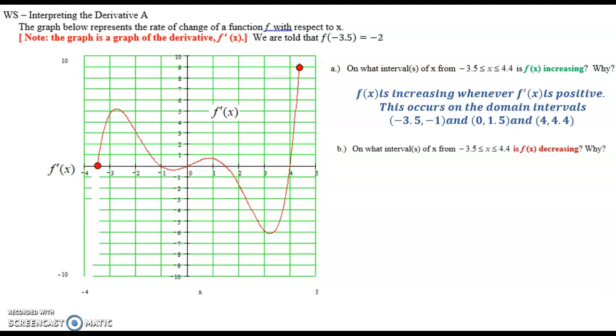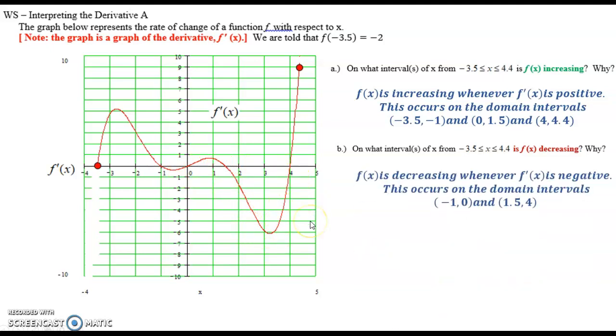The second part of this question says, on what intervals of x from negative 3.5 to 4.4 is the original function decreasing? Well, here we're thinking just the opposite of what we just thought. The function f of x will decrease when the derivative function is negative, in other words, when the derivative function has negative values. The derivative would have negative values where it lies below the x-axis, and that would be from negative 1 to 0, and then from about 1.5 to 4. So again, here's our answer. f of x is decreasing whenever the derivative curve is negative, and this is occurring on those intervals.